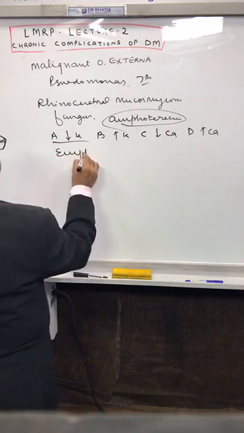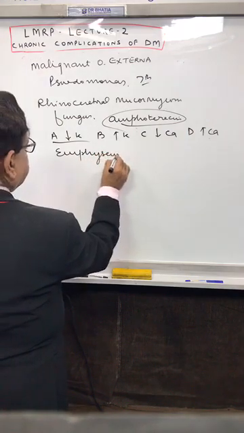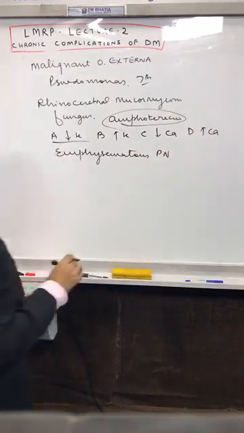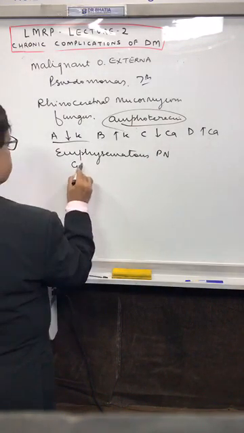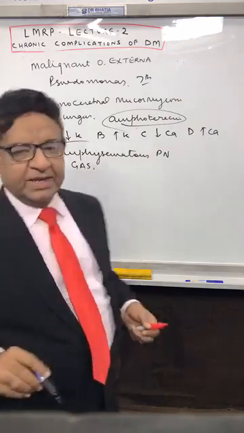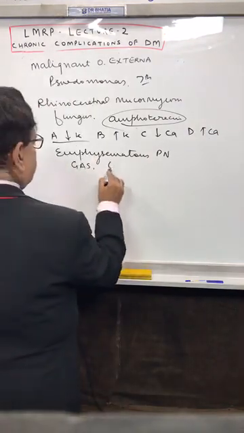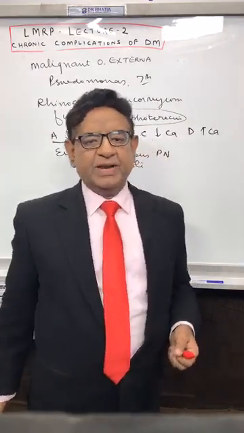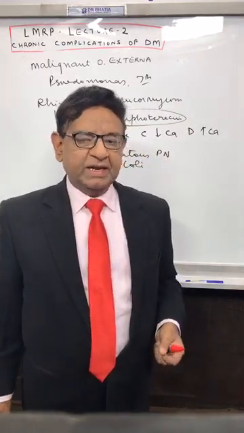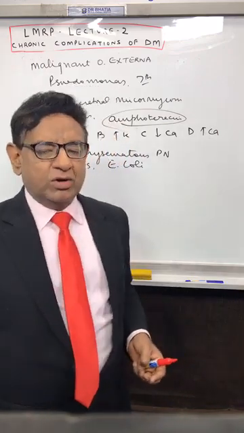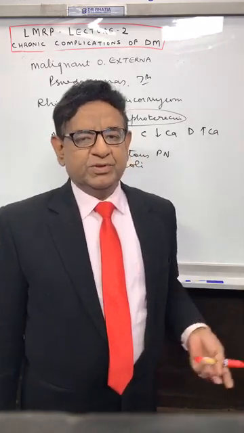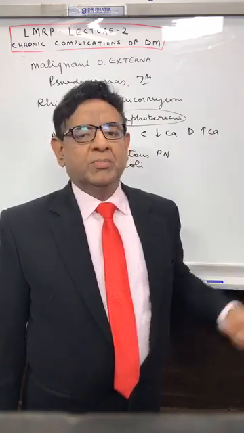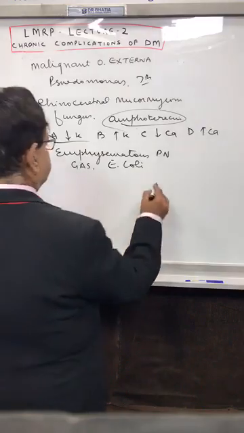Third is emphysematous pyelonephritis. You see gas in the renal area, caused by E. coli. It is again a very rapidly fatal condition if not treated, and most of the time they are not responsive to treatment. You may even have to go for nephrectomy. It's such a dangerous condition. Mortality is as high as 80%.